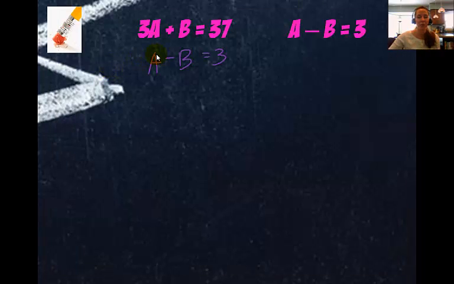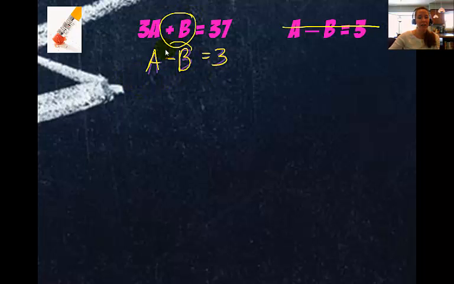Let's try this next one. 3a plus b equals 37, and a minus b equals 3. I don't have to do any rearranging, so that first step is taken care of. Then I have to decide, is it easier to add or subtract? Well, I've got opposites right here, one on top of the other. So I'm going to add opposites. When you add opposites, they cancel out.